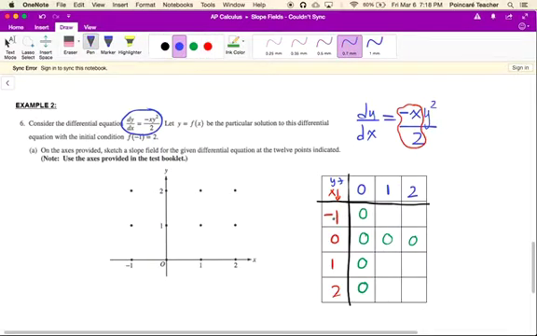So when x is negative 1, then negative times negative 1 will give me a 1 in the numerator divided by 2, so that'll be 1/2. And similarly, when x is 1 here, negative 1 over 2 will give me negative 1/2. And then when x is 2 here, negative times 2 divided by 2 is going to give me negative 1.